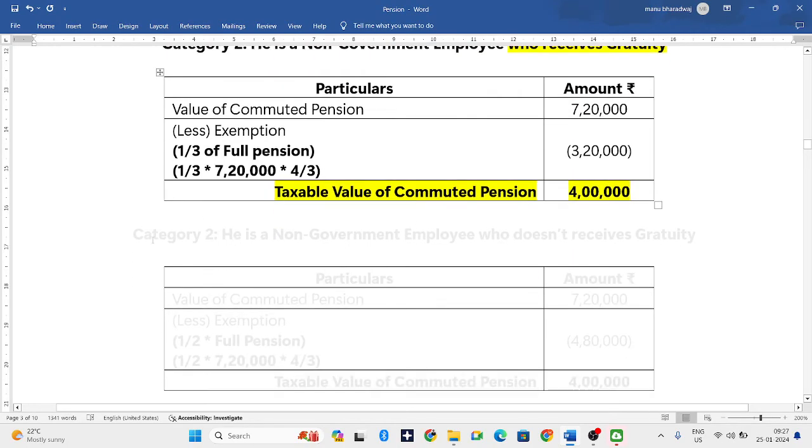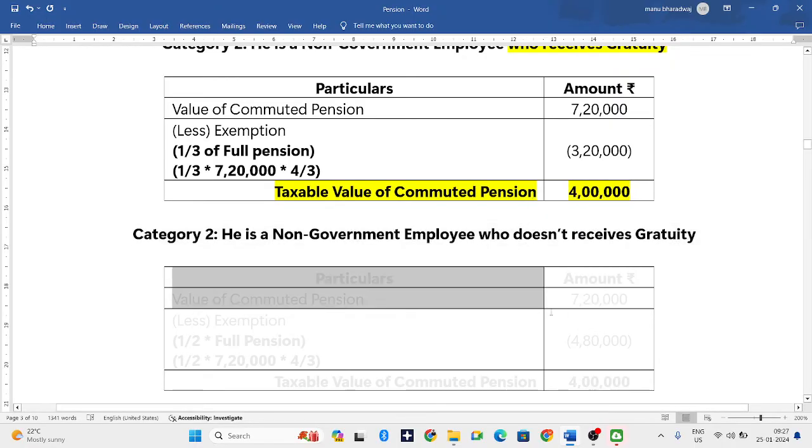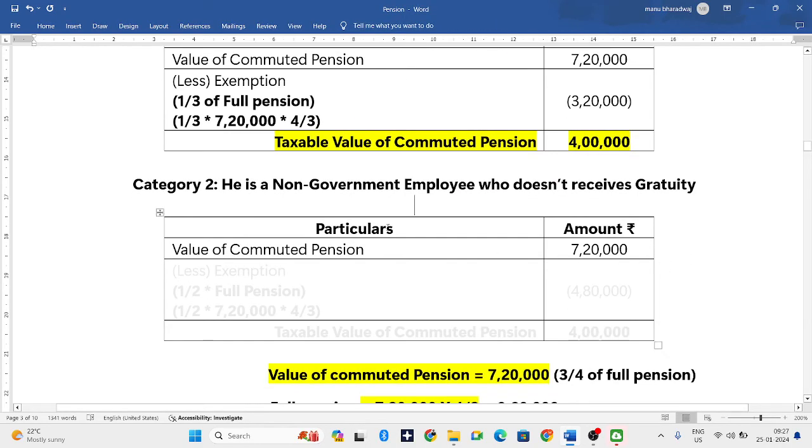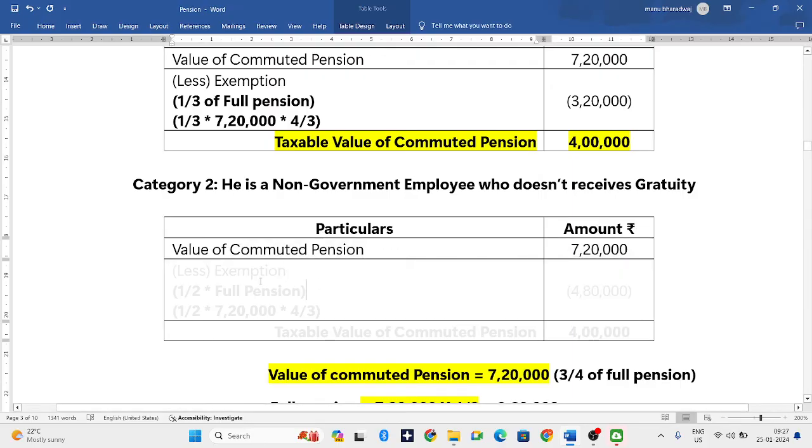The final case, the last case: who does not receive the gratuity. Same steps to follow. Particulars and amount columns. First write the value of commuted pension, 7,20,000. Next, the exemption changes. Instead of 1/3 of full pension, it will be 1/2 of full pension.